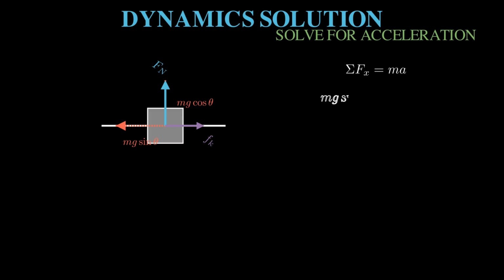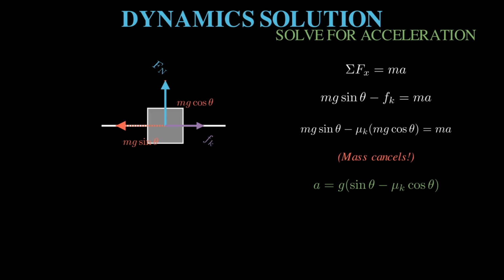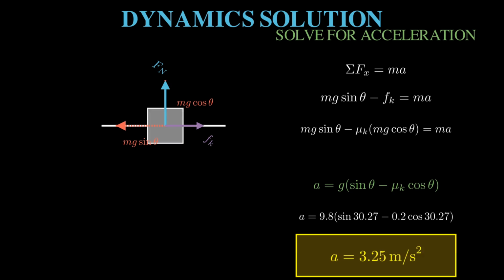Now to solve for them, what we do is first we find the sum of forces, then we sub in the values until mass cancels, and then we group this to get this equation right over here, and we find that acceleration is 3.25 meters per second squared.